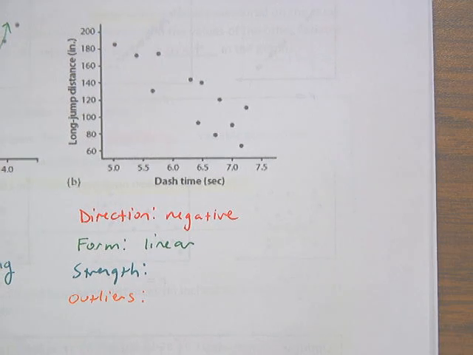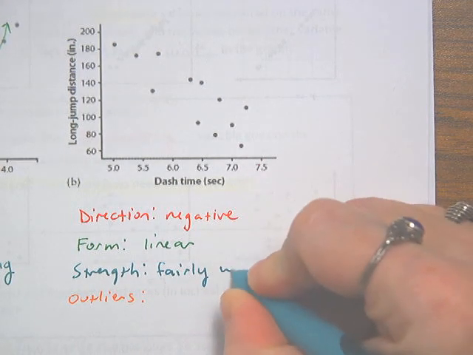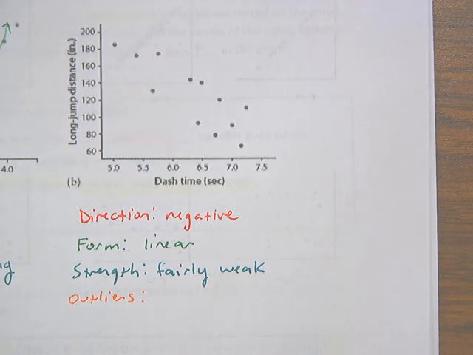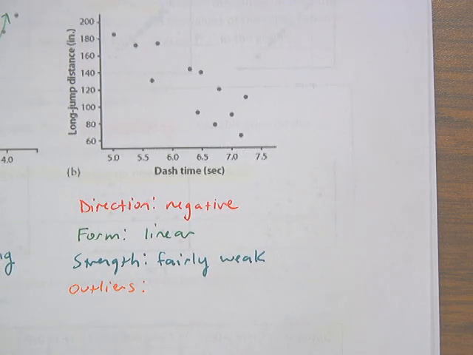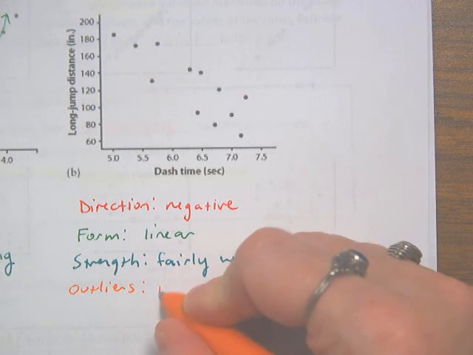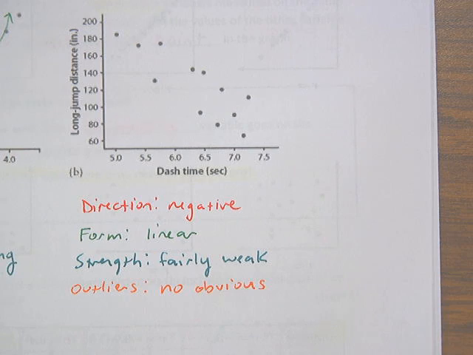This next one, strength. Would you say strong, moderate, weak, fairly, one or the other? What do you think? Moderate, moderately weak. Okay, I like either one of those. Or we can even say fairly. Just so you know that that's an option. If you're looking back at your notes, you don't have to stick with the whole moderate thing. Fairly weak. And we already discussed the fact that there weren't any obvious outliers. There was nobody in this class of 12 that was just way far away from everybody else. Okay, so that's all I've got on scatter plots and how to describe them.